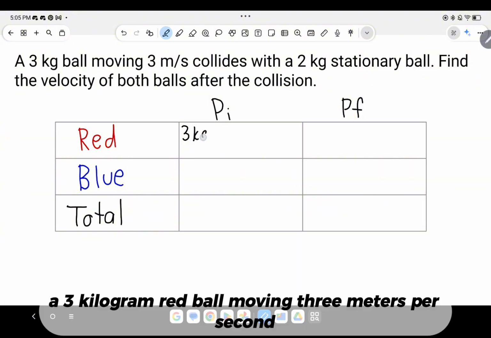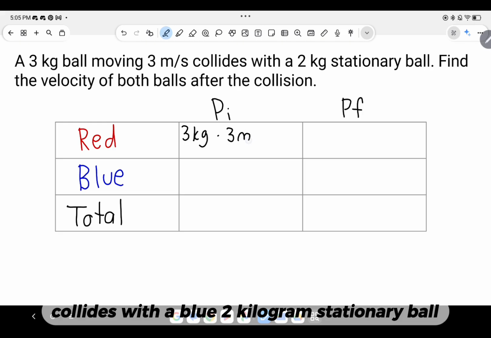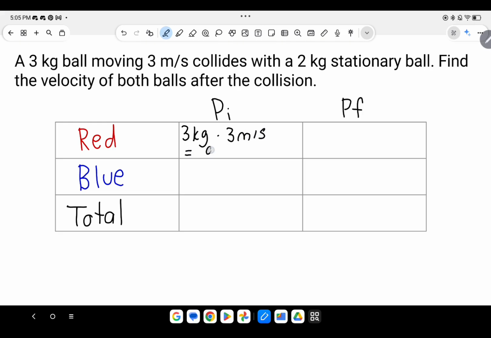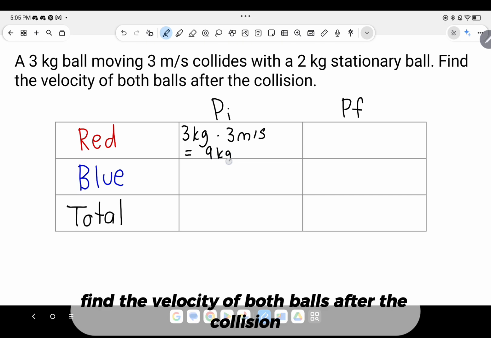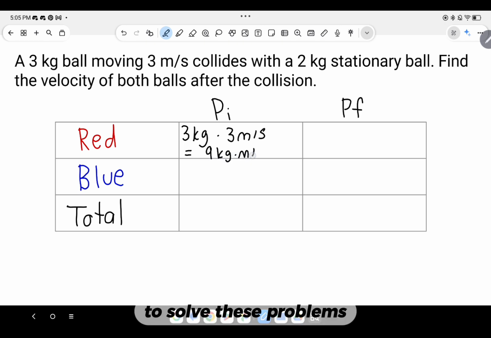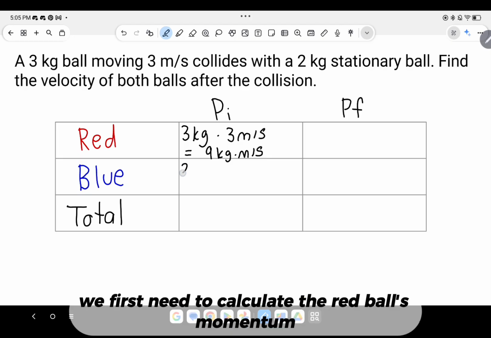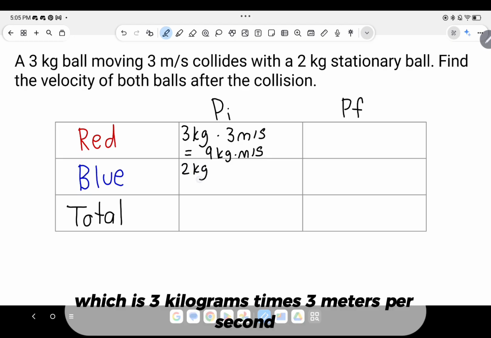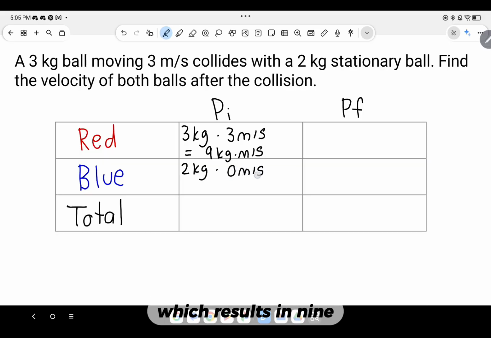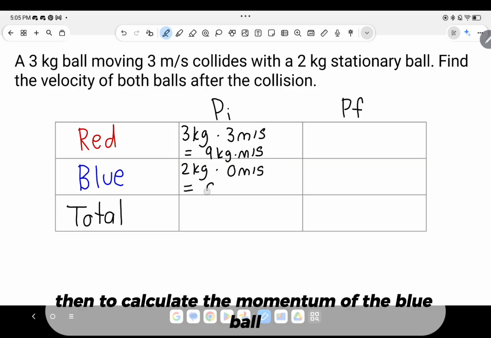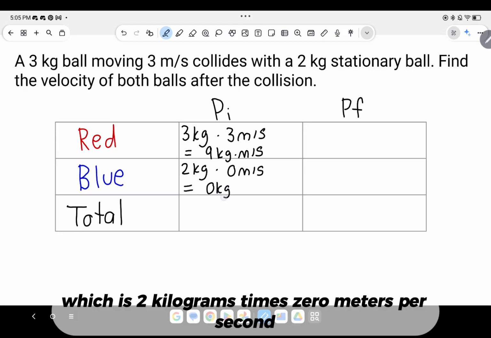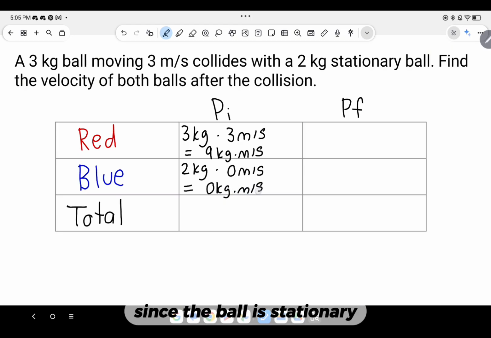A 3 kilogram red ball moving 3 meters per second collides with a blue 2 kilogram stationary ball. Find the velocity of both balls after the collision. To solve these problems, we first need to calculate the red ball's momentum, which is 3 kilograms times 3 meters per second, which results in 9. Then to calculate the momentum of the blue ball, which is 2 kilograms times 0 meters per second since the ball is stationary. The total momentum is 9.